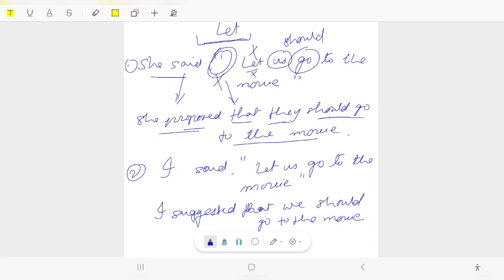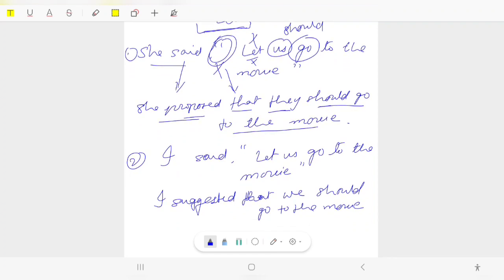Go to the movie. Now same sentence is there, but there is some difference. Look, I said let us go to the movie. See the difference between sentence number 1 and sentence number 2. Here she said let us go. Here I said. So in case any of these places in RV, subject place or object place, any of these places, if I or we is written, then this us will not change into they, but it will change into we. I said let us go to the movie. It will be changed like this.